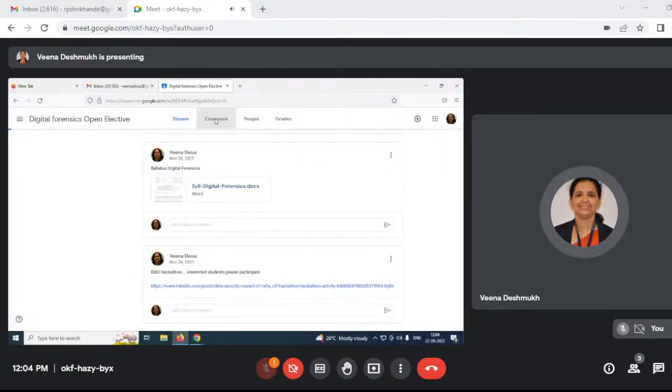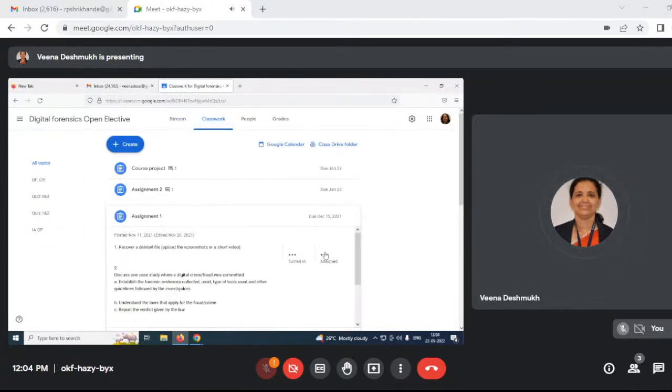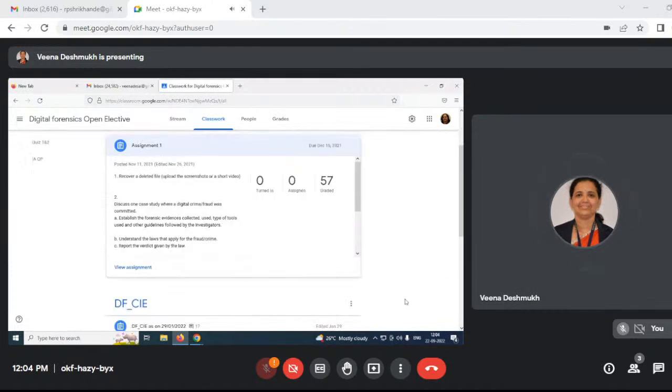I'll just take you through the kind of assignments that we do so that you get a hang of what would be expected. So this is something like recover a deleted file. This would be the very first assignment. Discuss any case study where a digital crime was committed. Establish the forensic evidence which is used. Then the laws that apply to the fraud or the crime scene, and report the verdict given.